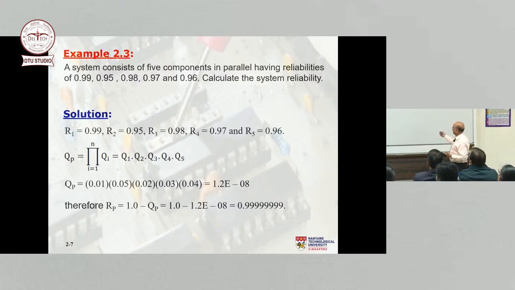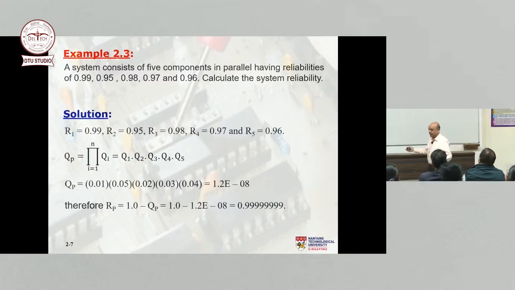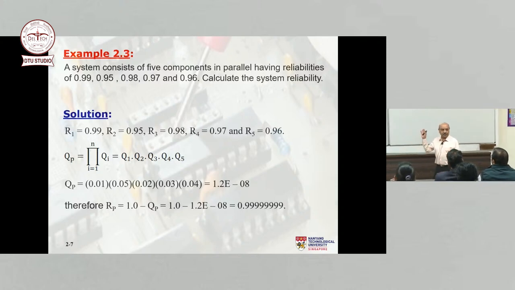So the total unreliability of the system is so small, e to the power minus 8. Therefore, the reliability is 1 minus QP. See, it's almost 1. I mean, how do you explain that? It's a series of 9s, all the way up to even the 9th or the 10th digit. So approximately 1, right?